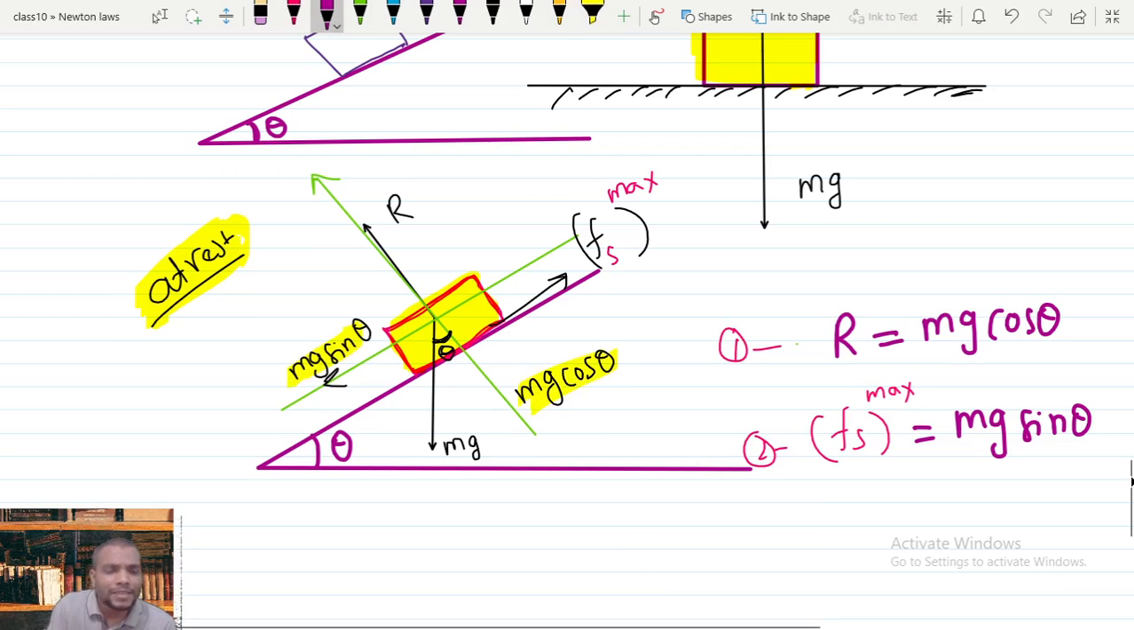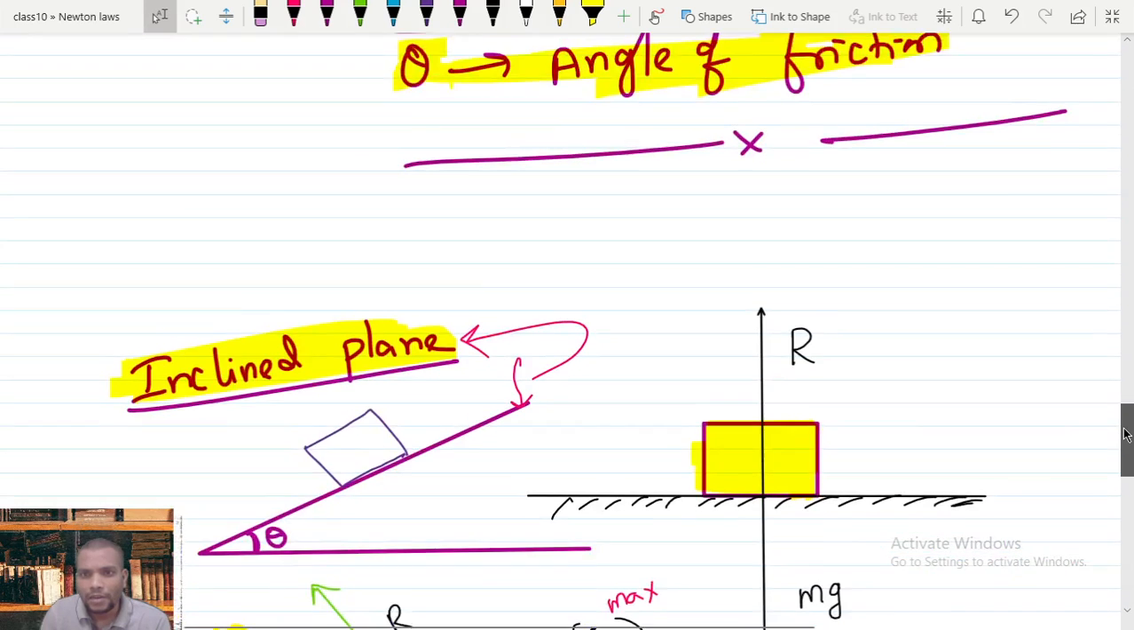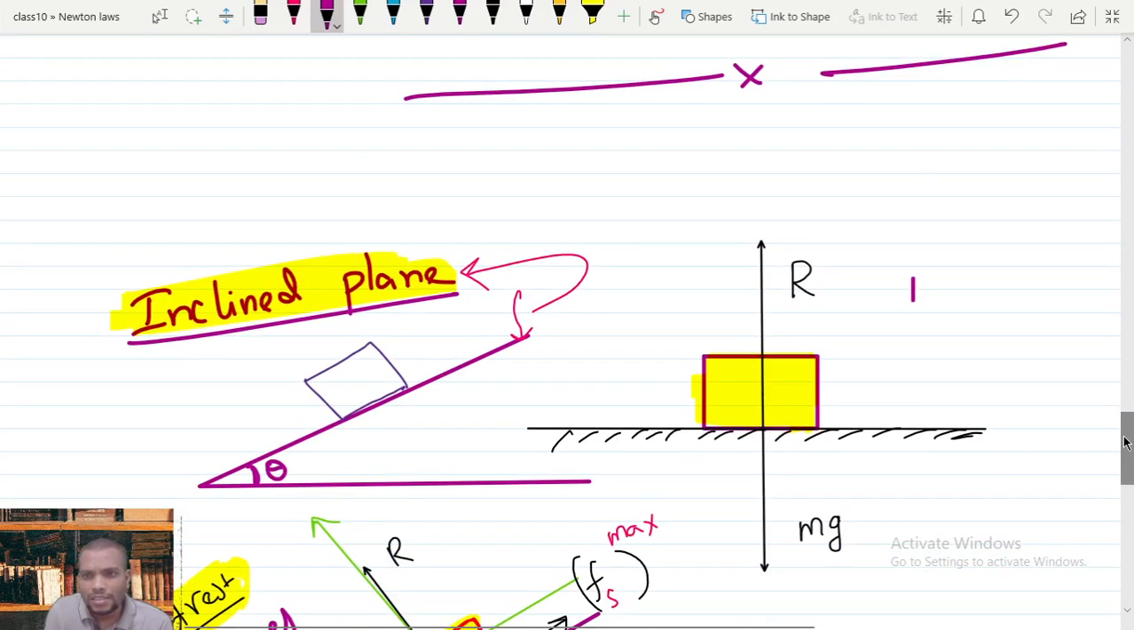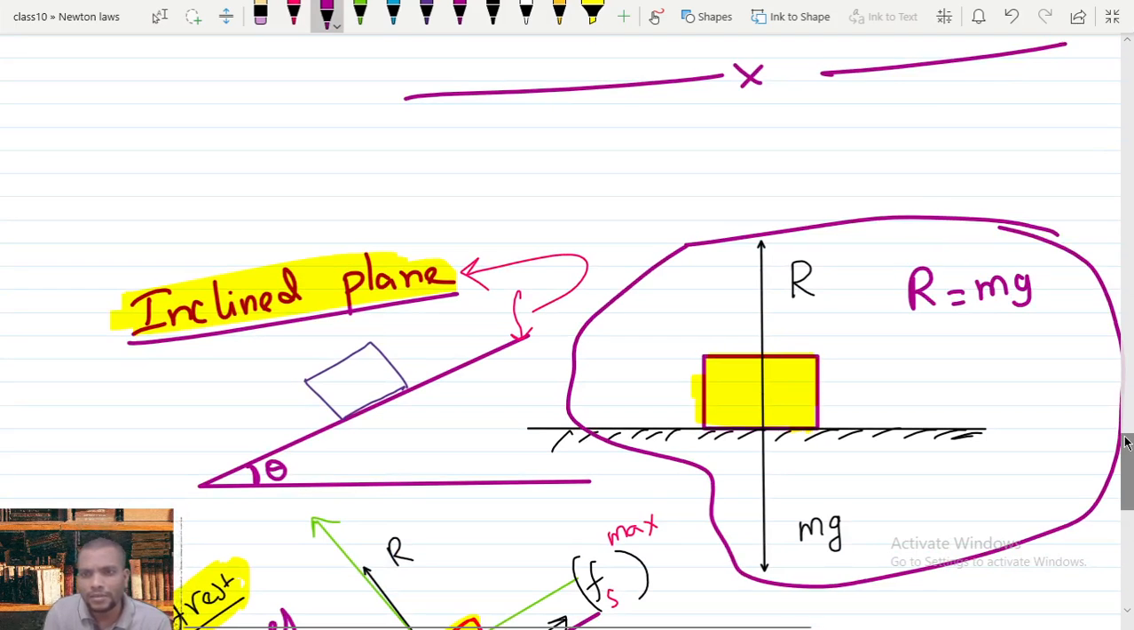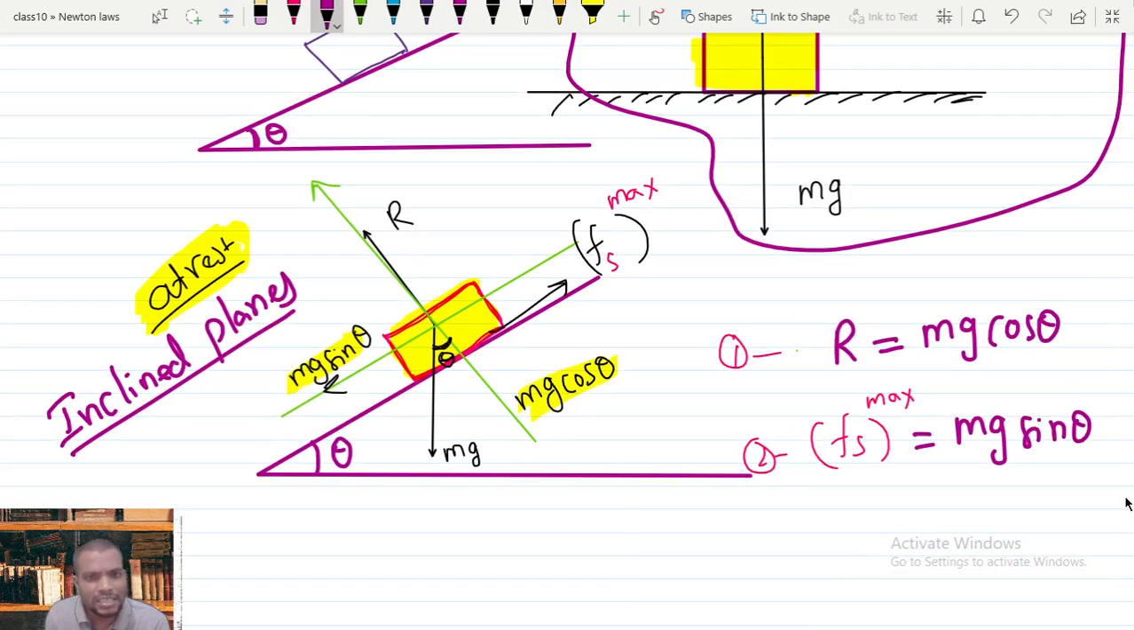This only happens on inclined planes. When it comes to an ordinary surface, R equals mg directly. There is no division of components when an object is horizontally at rest on a surface. But on inclined planes, because of that angle, mg is resolved into two components, mg cos theta and mg sin theta.